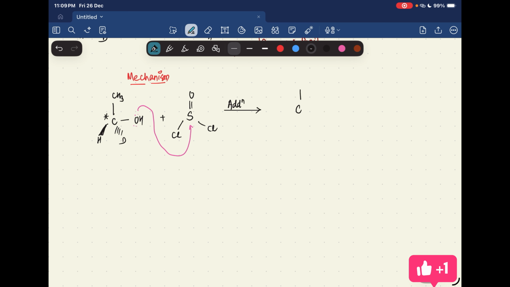C, here CH3, here H, here D, here O, here H, and now this is combined with sulfur. That's why here it is like this, SOCl, and here Cl. Now can we see oxygen is having 3 bonds, which is not at all stable. That's why the positive charge comes on it. Is everything clear?